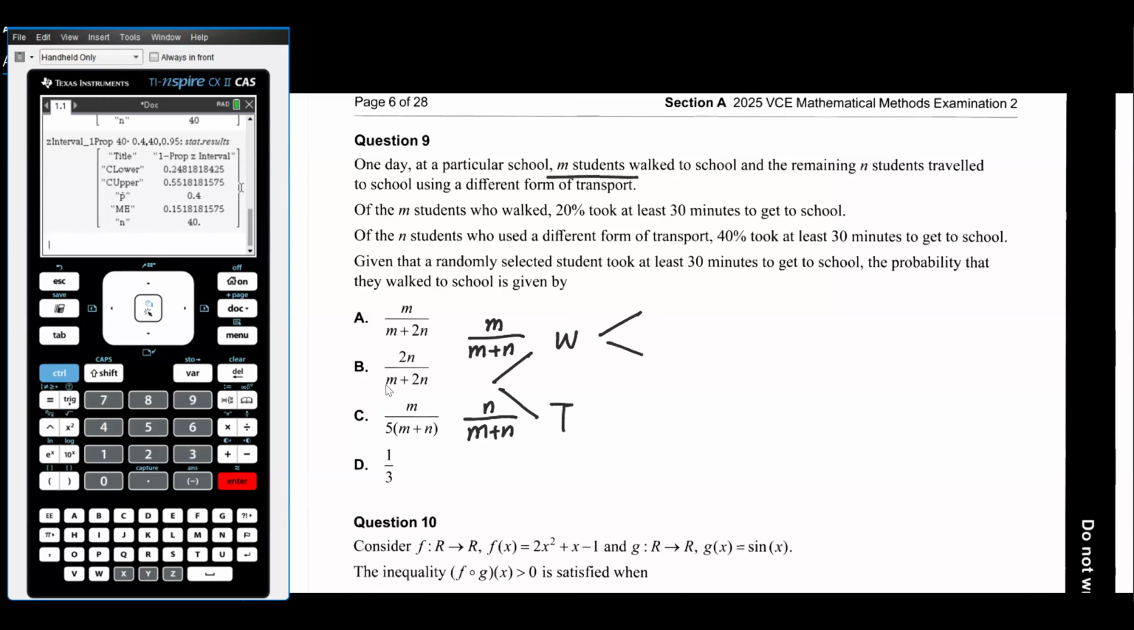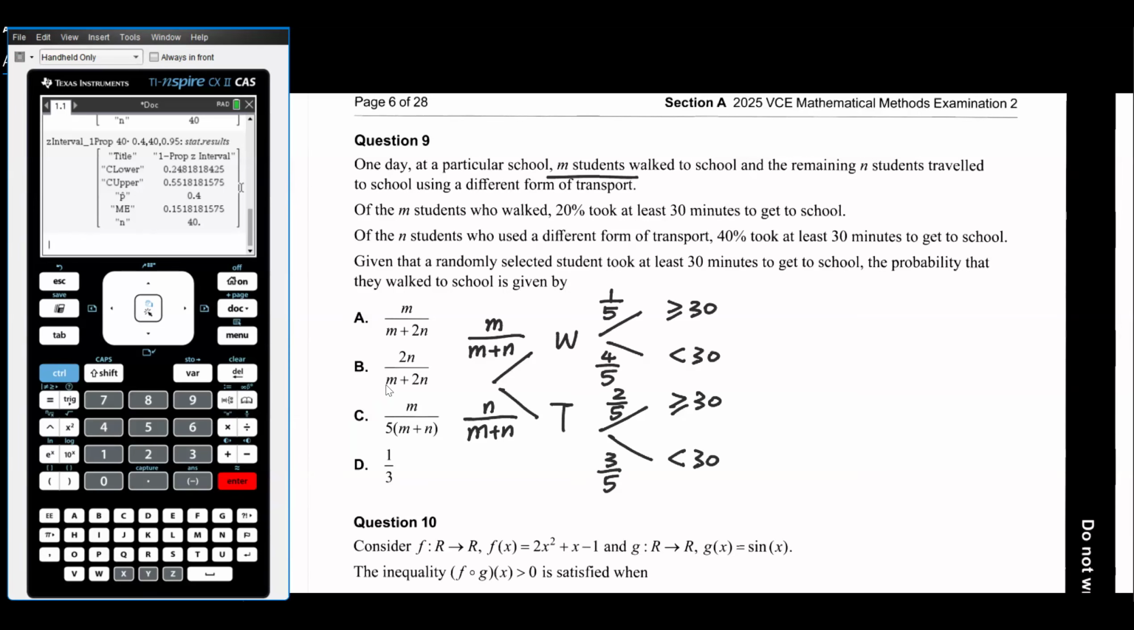And of the students walking, at least 30 minutes, less than 30 minutes. This is 1/5, 20%. The other category will be 4/5, 80%. And of the N students who use a different form of transport, 40%, that's 2 out of 5, take at least 30 minutes. And 3 out of 5 is the other category, you get less than 30.